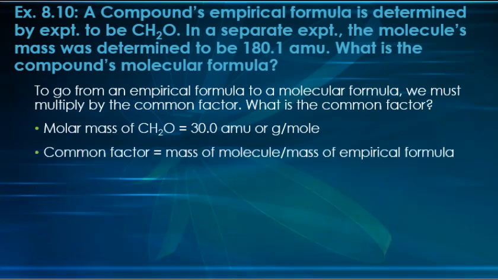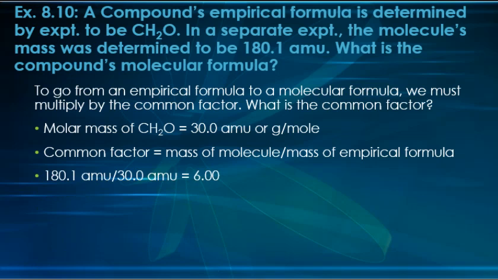This is how we find the common factor. This is the key right here. If you're going to write something down, write this down. The common factor is the mass of the molecule divided by the mass of the empirical formula. The mass of the molecule, 180.1, divided by the empirical formula mass, which we just calculated to be 30.0. If you just remember that little step, then you're good to go. So we take 180.1 AMU divided by 30.0 AMU, and we get 6.